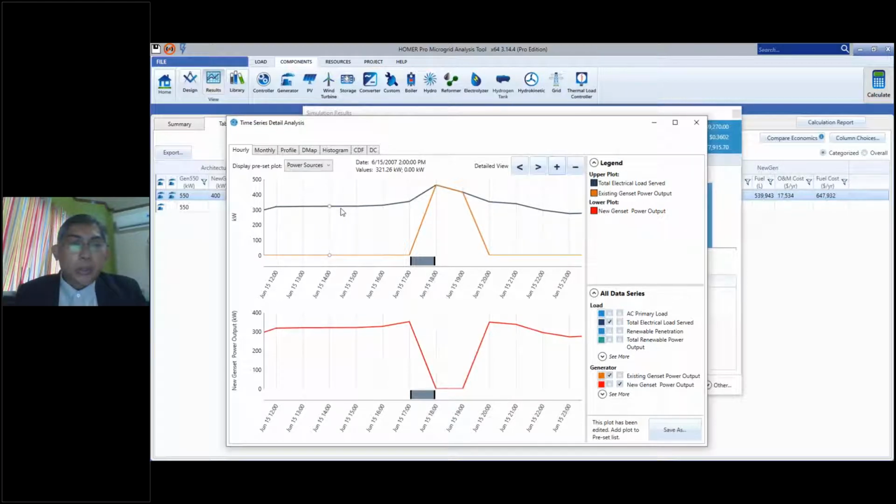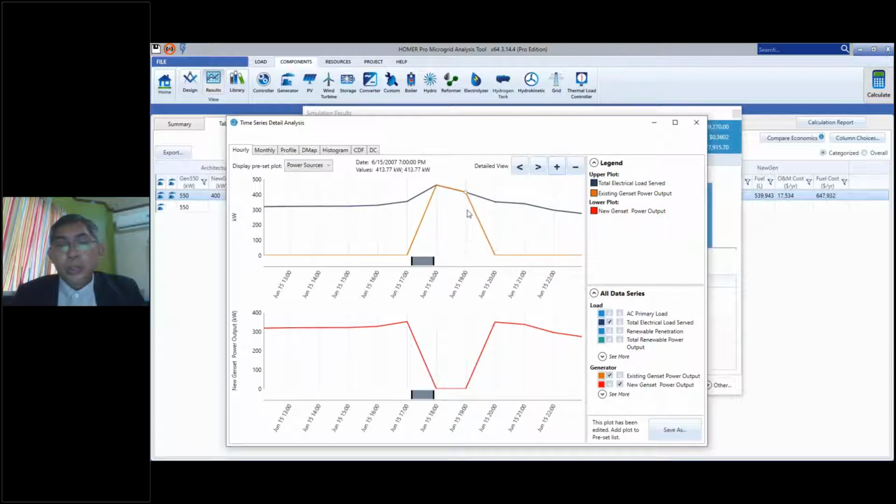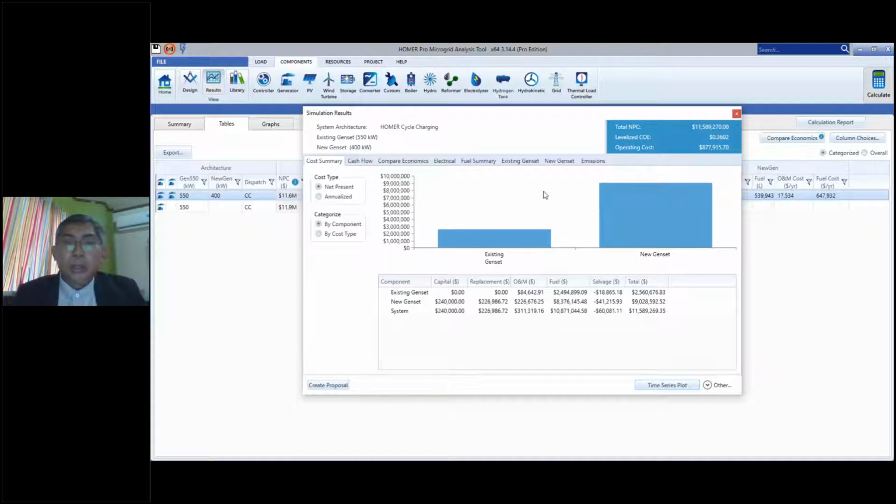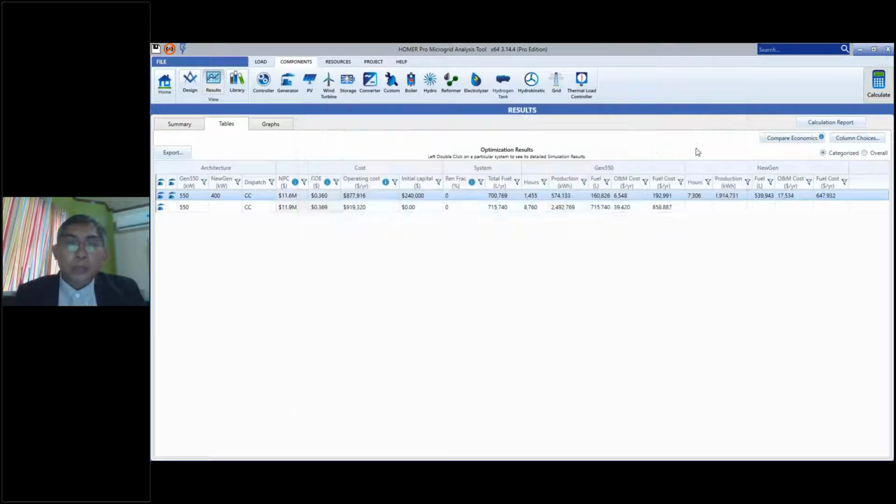So when the load is low, a smaller genset running at higher loading will have a better fuel efficiency. So HOMER would select a smaller genset to run during the time of the day when the load is low. But when the load picks up, it shifts the operation to the existing genset, which is a larger one, the 550. And when the load goes down, it goes back to the smaller genset. So with that operation, the additional genset actually reduced the fuel cost or fuel consumption.